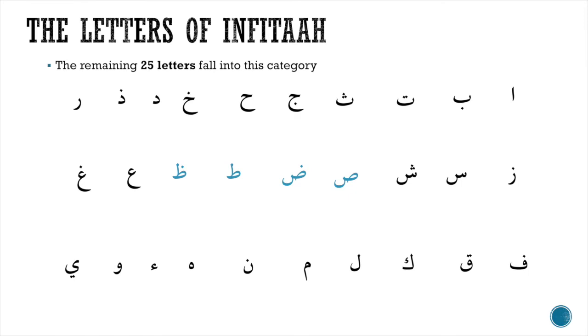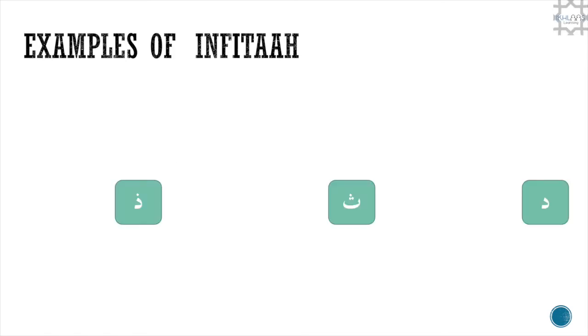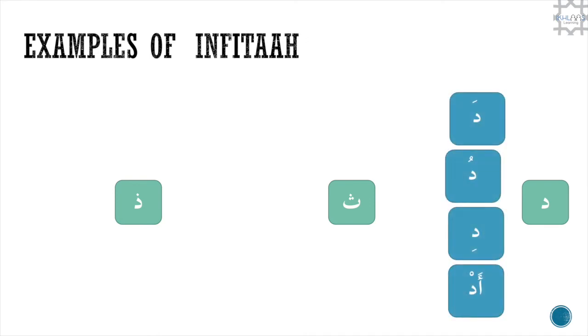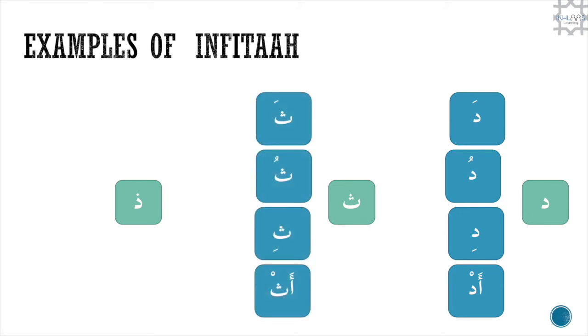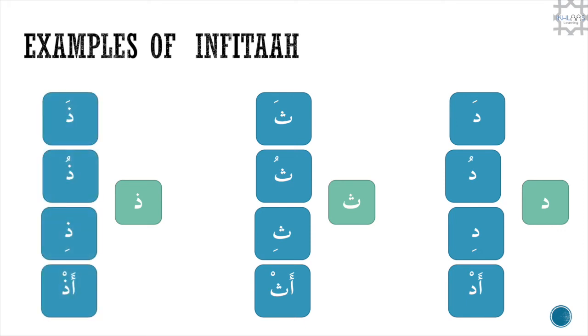The rest of the letters fall into the category of infitah, and there are 25 letters. Example of infitah: for the letter dal, da, du, di, ad. For the letter tha, tha, thu, thi, ath. And for the letter dhal, dha, dhu, thi, ar. And from these letters, you can see and hear that the back of the mouth is open.